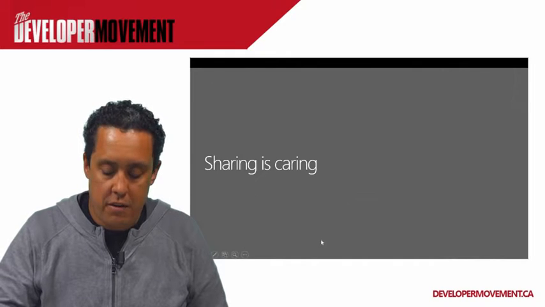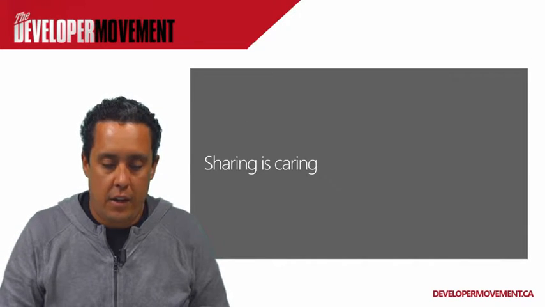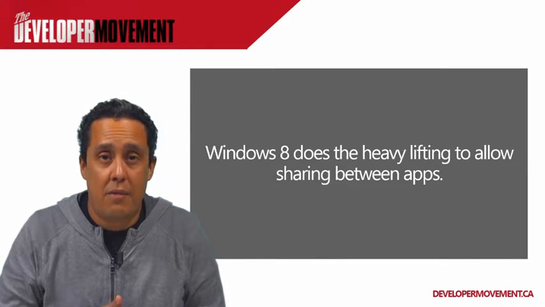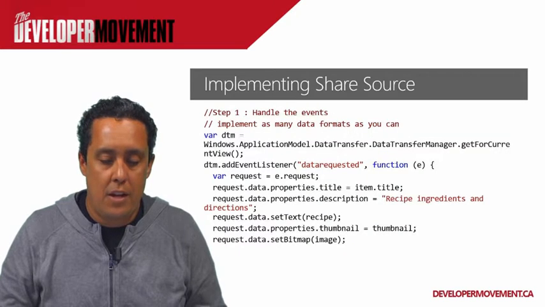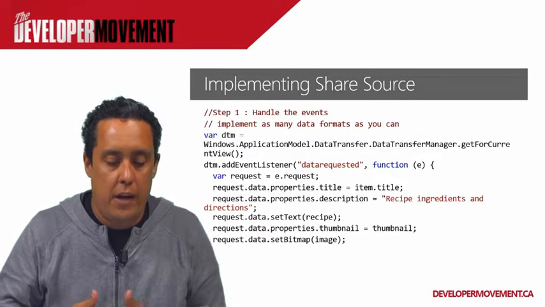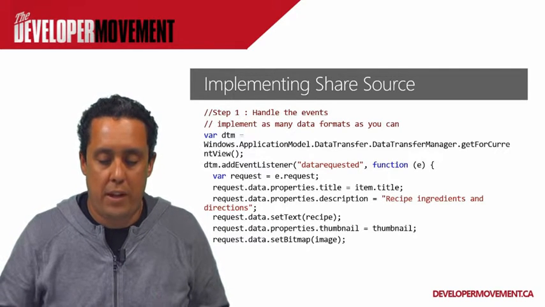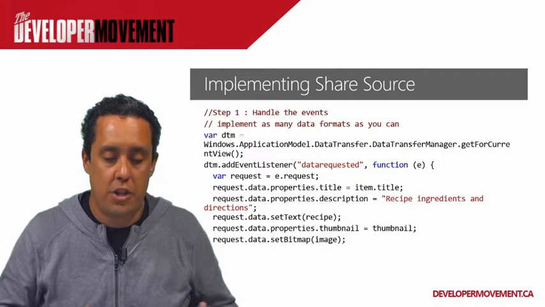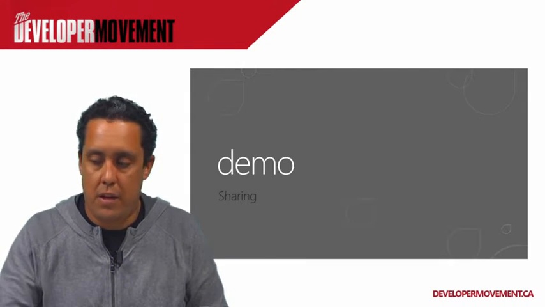So the next one is sharing. Definitely another one you want to implement so you could share things. Windows 8 does a lot of the heavy lifting to share between apps. You could implement a share source, so you could actually share things out, or you could receive shared items. For example, the mail app will receive, you could share with the mail, and then you could send the mail out. And I will go through that demo.